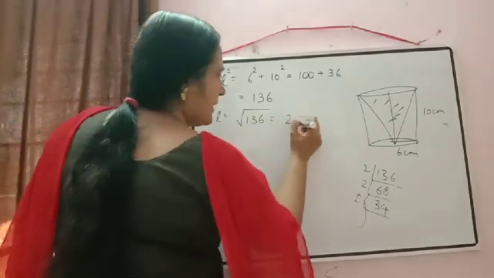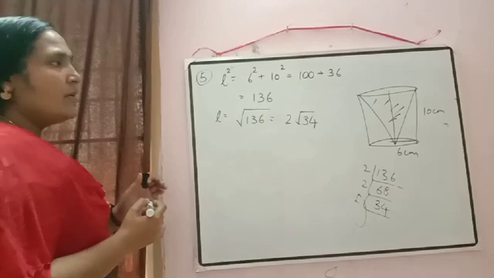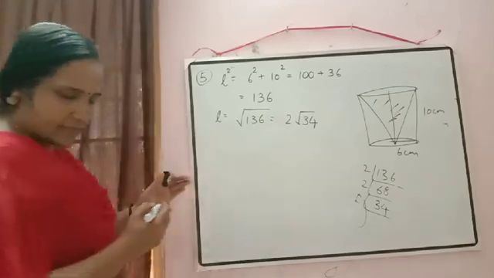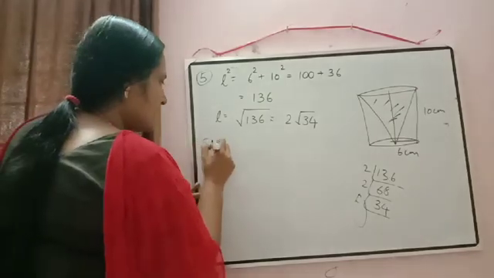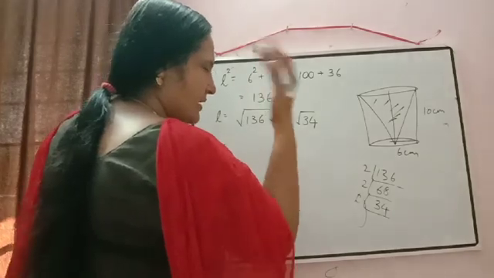So it can be written as 2 root 34, the slant height of the cone there. Okay, now we will write down what we have to calculate. Surface area of the remaining solid is equal to, again imagine the figure there.